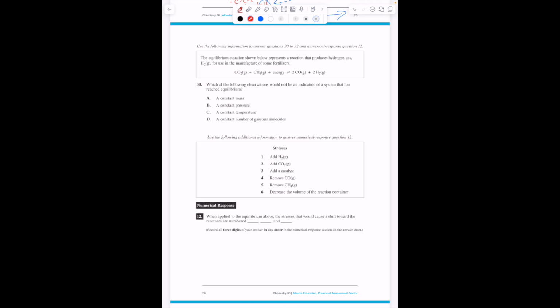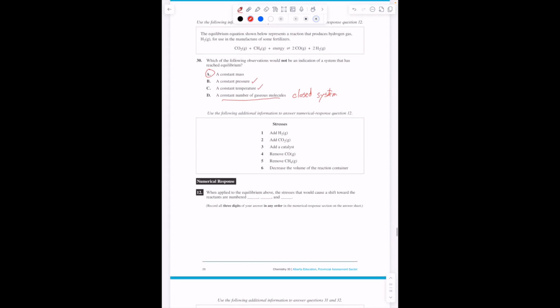They give us that. Which of the following is not an indication that it's hit equilibrium? Constant mass, pressure, temperature. So there's the conditions of equilibrium, right? You got to have a constant temperature, constant pressure. I think that means a constant number of gas molecules, so this is a closed system. We're not changing the number of particles in there. So the only one that's out is this one. 30 is A.